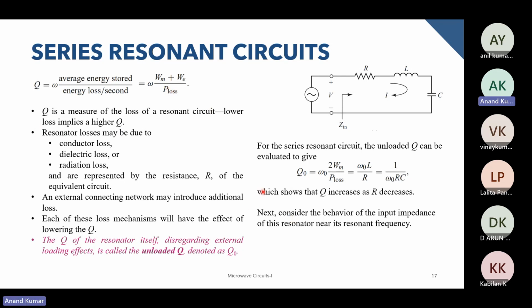So we went through their details, and we also looked at the terms loaded and unloaded Q. The loaded Q is when, for the resonator circuit, you have a load attached to it. The load will affect the quality factor of the circuit, and in that case, the quality factor of the circuit is called loaded Q. And if you're just looking at the quality factor of your resonator circuit, it is called the unloaded Q or Q naught.